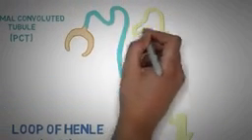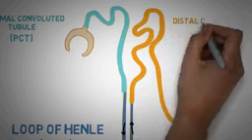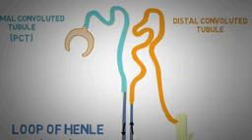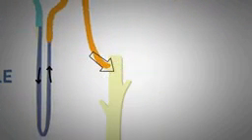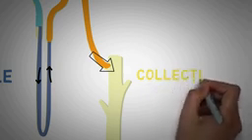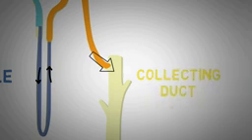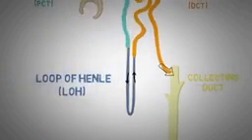Distal meaning away, since it is located far from the Bowman's capsule as compared to the proximal tubule, and convoluted since it is also a folded structure to increase the overall length of the tubule. The distal convoluted tubule drains into the collecting duct, which also receives input from many other nephrons in the region. The collecting duct drains into the larger collecting ducts and ultimately into the renal pelvis, which is connected to the ureter. The ureter drains the kidney to the bladder. The distal convoluted tubule is also located in the cortex of the kidney.